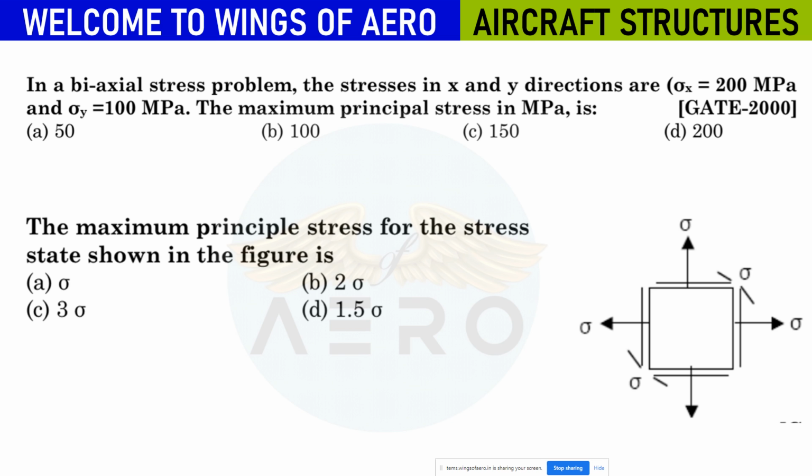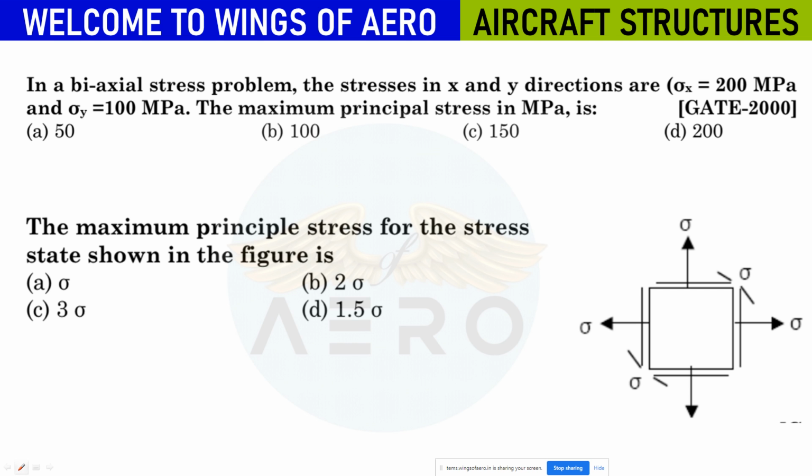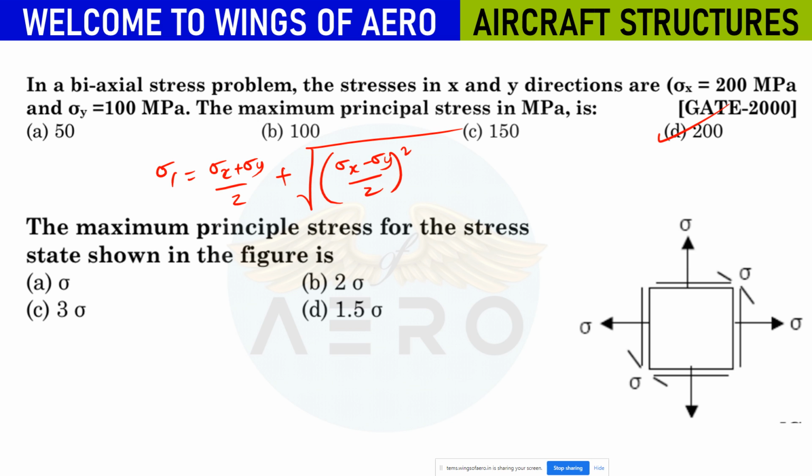Ma'am, is it option D? 200. Option D, yes, 200, correct. Okay. So remember the basic formula, that's what you need to use. Sigma x plus sigma y by 2, plus root over sigma x minus sigma y by 2 whole square plus tau square. Here tau is not there, so just negate this.